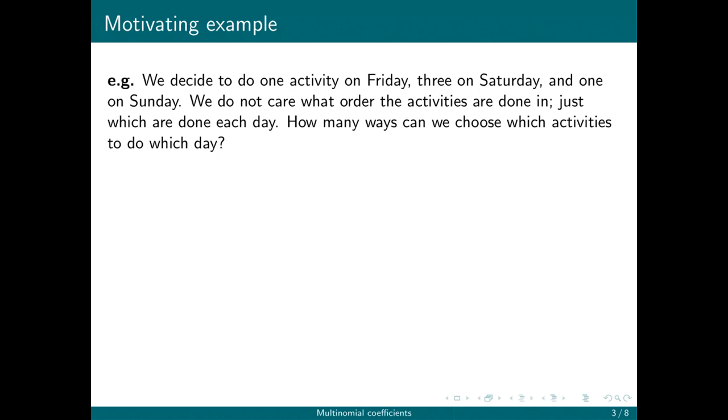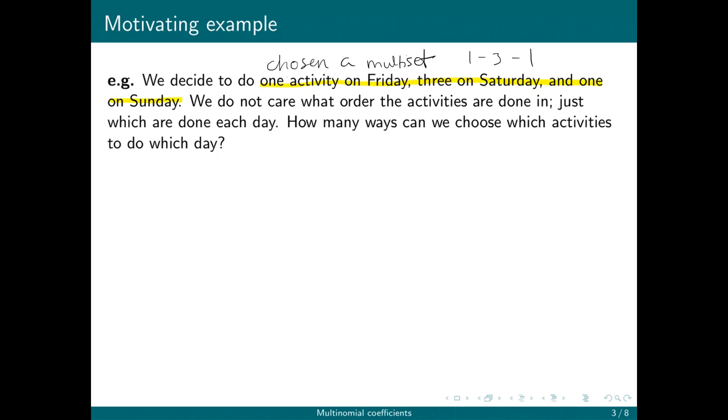So let's do an example before we get too far into the weeds here. If you remember in the last video, we talked about the distributions of activities on vacation. For example, we wanted to know how many activities we were going to do on Friday, how many on Saturday, and how many on Sunday. Now, we've decided that we're going to do one activity on Friday, three on Saturday, and one on Sunday. An important thing to note here is that we have chosen a multiset. The multisets were the things we were counting in the last video. We've picked one: the multiset 1, 3, 1.